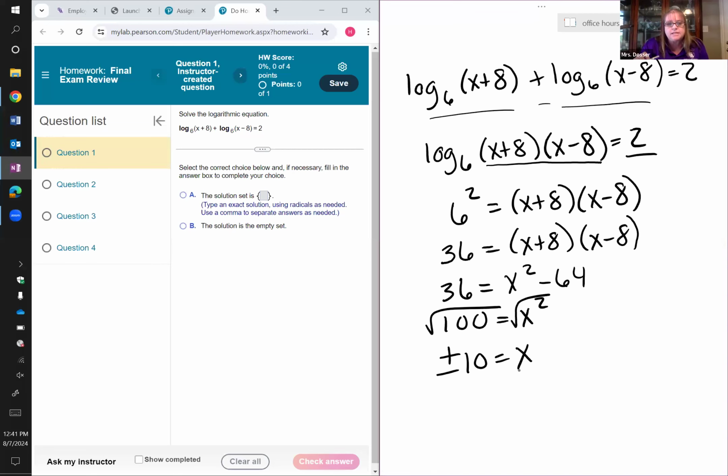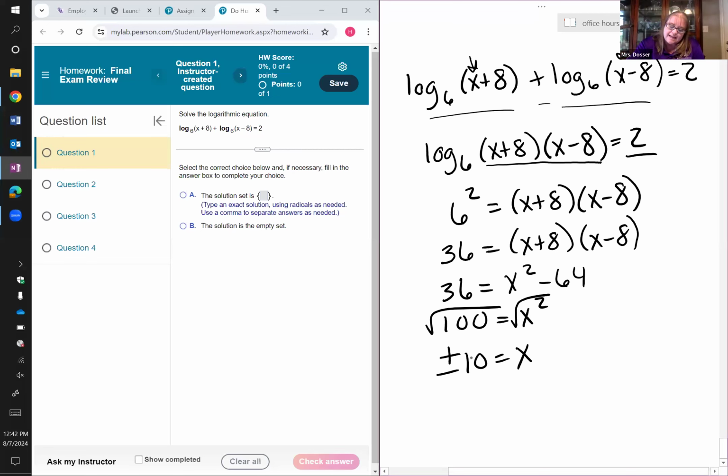It's always a good idea to go back and check those because we know that the domain of the log is 0 to positive infinity, not including the 0. We cannot take the log of 0. We cannot take the log of a negative number. And so when we plug in 10 here, we're taking the log of 18, which is a positive. When we plug in 10 here, we're taking the log of 2, which is again a positive. So 10 should work. You can check it by simplifying, and it does work.